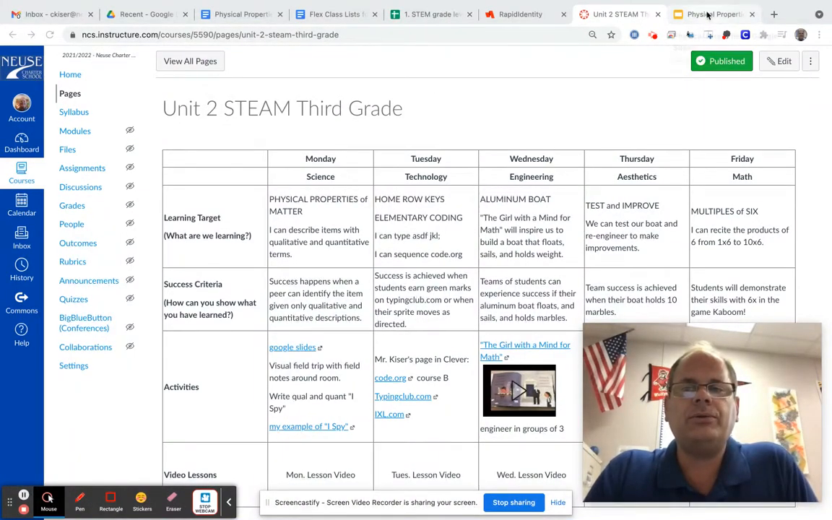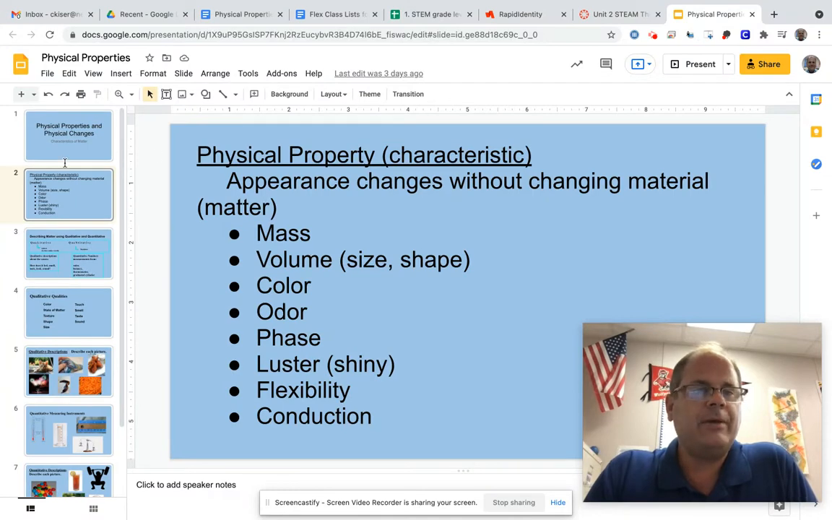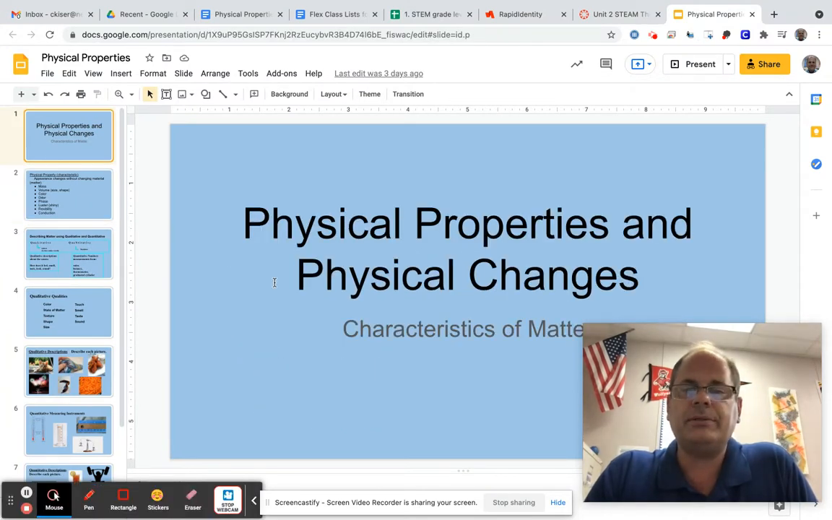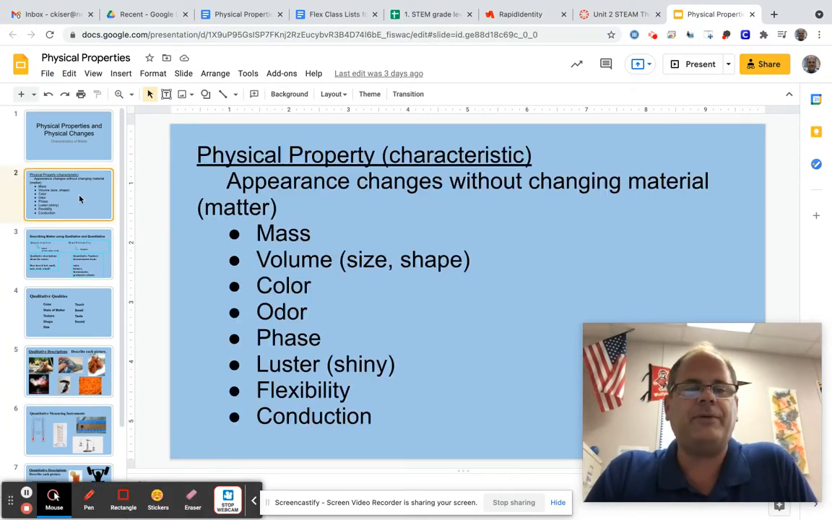So, let me go to a screen here. We're talking about the physical properties and physical changes of matter. You can describe the characteristics that make up matter. You can describe its mass, how thick or heavy it is, its volume, what size it is, what shape it is. Does it have a color? What colors are they? Does it have an odor? Is it a pleasant odor? No odor? What phase is it? Is it a solid or liquid or gas?